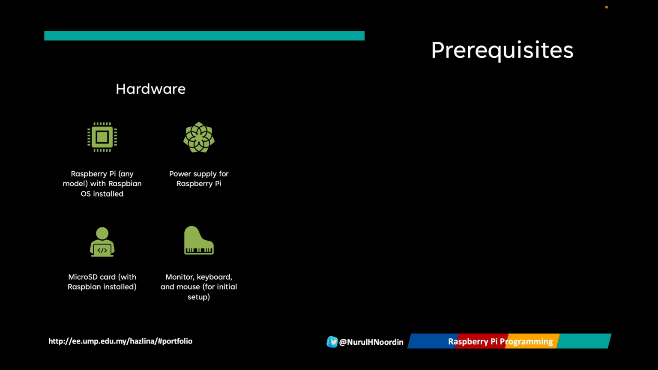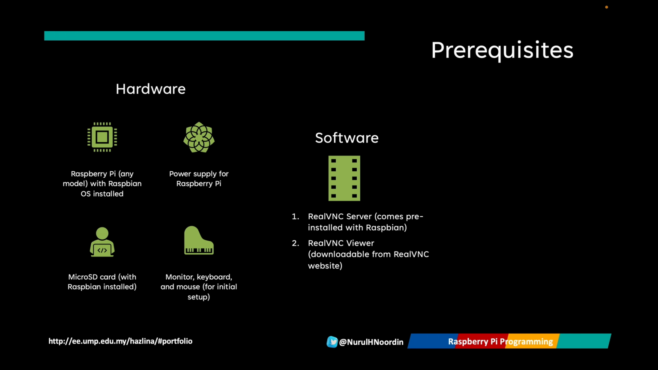Before setting up Real VNC, let's go over the essential requirements. First, the hardware requirements. You will need a Raspberry Pi running Raspberry Pi OS, a power supply, and a micro SD card with the OS installed. For the initial setup, a monitor, keyboard, and mouse are required to configure the system. Next is the software requirement. Real VNC Server comes pre-installed with Raspbian, so no extra installation is needed.